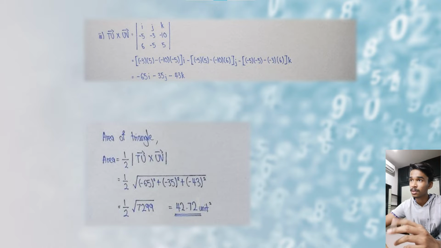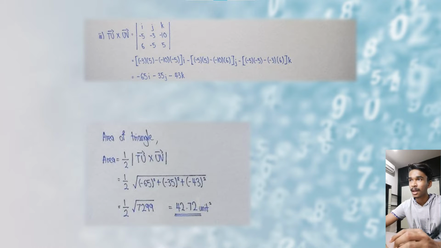As you can look at the solution, first what we're going to do is, we're going to cut the column and row of I. The remaining values are -3, -10, -5, and 5. And now we're going to perform cross product. So -3 times by 5 minus -10 times by -5, and this represents I.